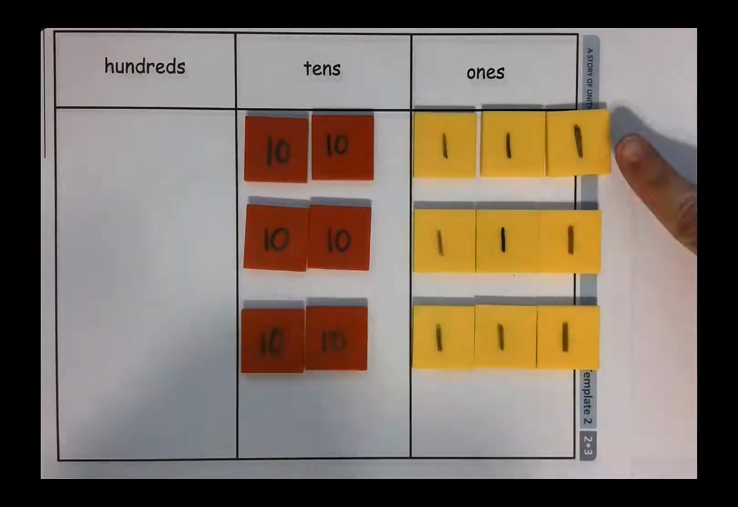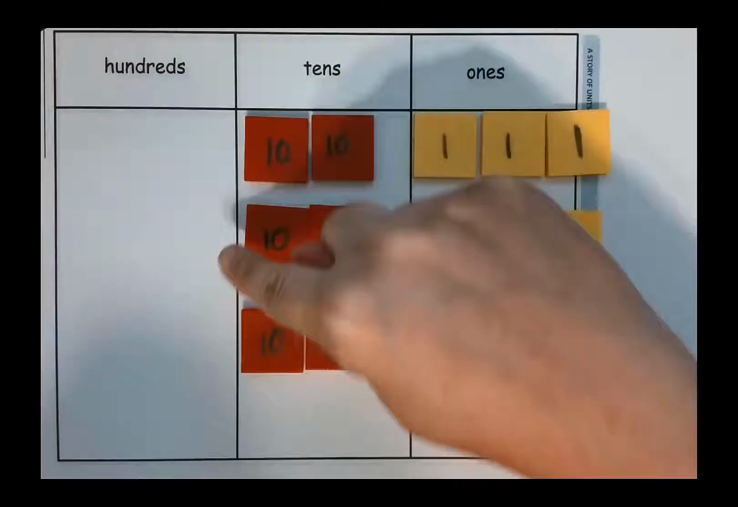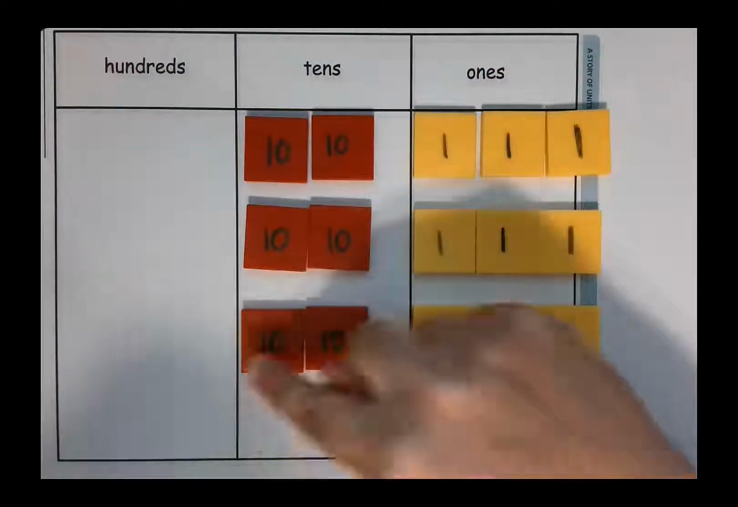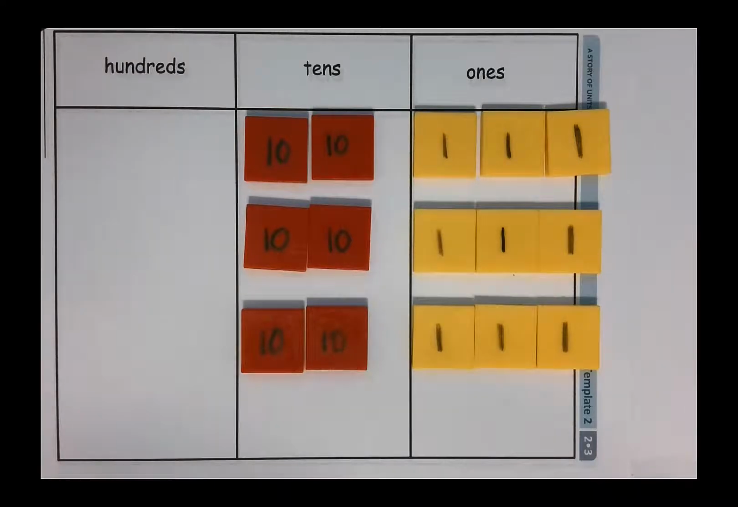So you can see each row shows my 3 groups of 23. This is 1 group, this is 2 groups, and this is 3 groups. So I have 3 groups of 23, or 3 groups of 2 10s, 3 1s.